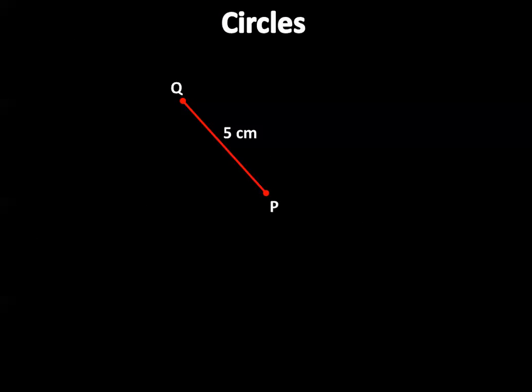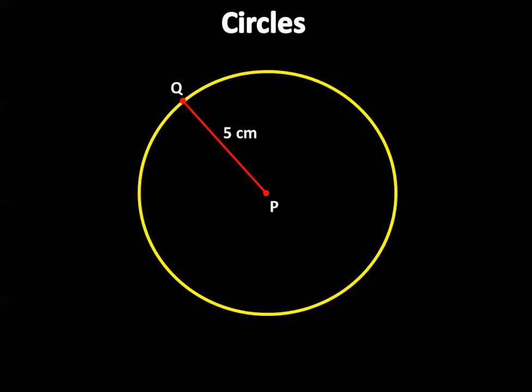First, let's look at circles. Point Q is a distance of 5 centimeters from point P. Suppose you could see all the points that were 5 centimeters from point P. What kind of figure would you see? I bet it would look something like this in a second. There we go. It looks like a circle. A circle is a set of all points in a plane that are the same distance from a fixed point. In this circle, P is that fixed point.